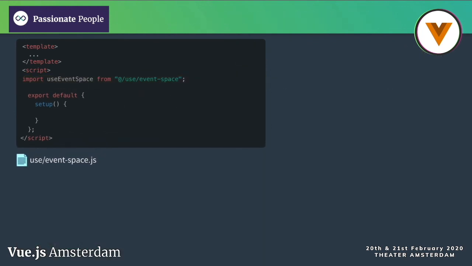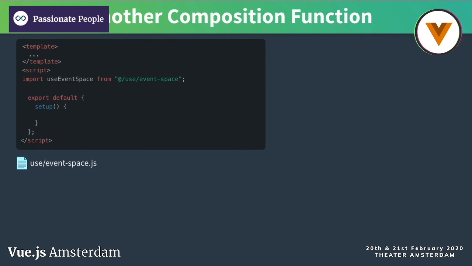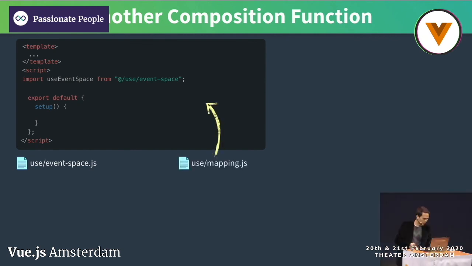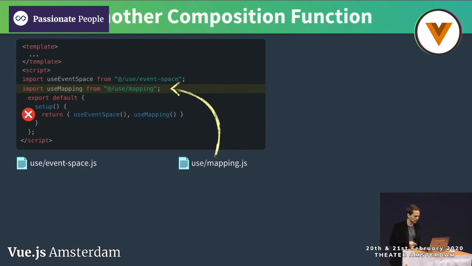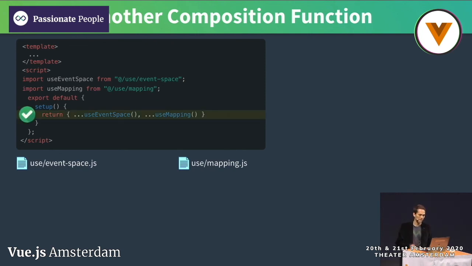And if I needed to add another composition function to this, well, it'd be pretty simple. I could just import it. We'll call it useMapping. And now, the way I have the return function probably wouldn't work if it was also using reactive references. And this is where I'd want to use what you saw earlier. And I just need to do ... and call that in. So it basically takes all the reactive references and includes them inside of my setup function and exposes them to the template. Just like so. Cool.